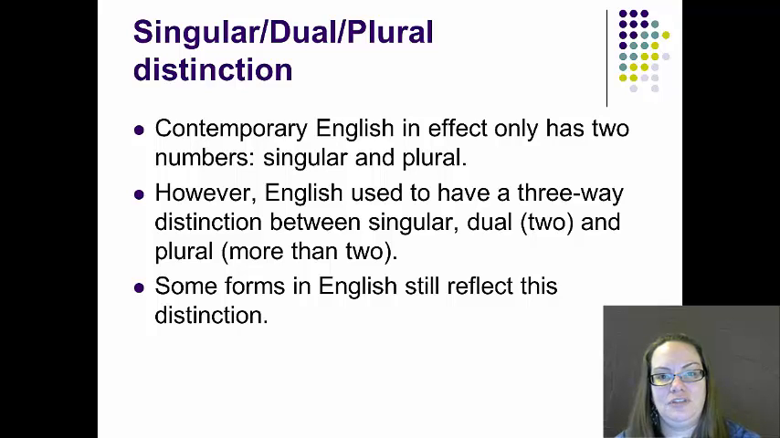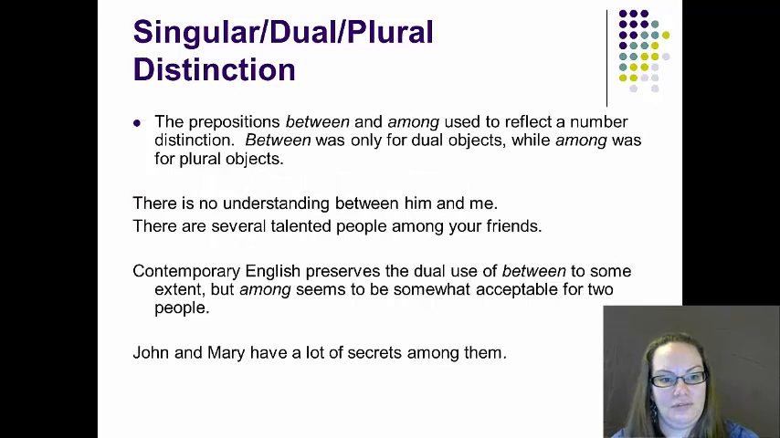Okay? We only have 2 numbers. We have singular and plural. But we used to have a 3-way distinction where we had one group of pronouns and sometimes even verbs for singular, one group for 2, and one group for more than 2, so 3 or more. Some forms in English still reflect this distinction. Reciprocal pronouns are one of those.